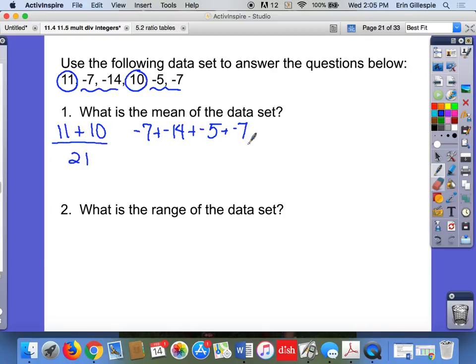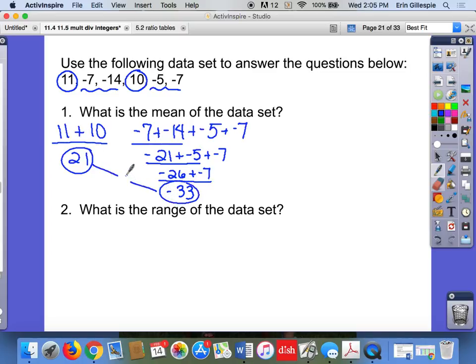You can add those together in any order you want, anything that you think might be easier for you. I'm just going to work from left to right. So that would be -21. And then if I do these two next, that would be -26. And then if I do these two, that's -33. So then remember, take your positive answer and your negative answer and add those two together, which really means we're going to subtract because they're different signs.